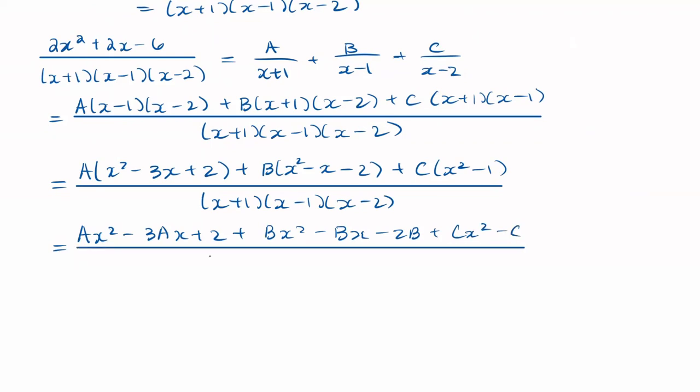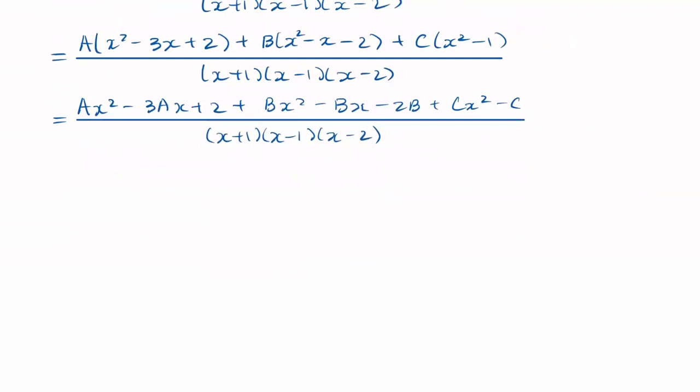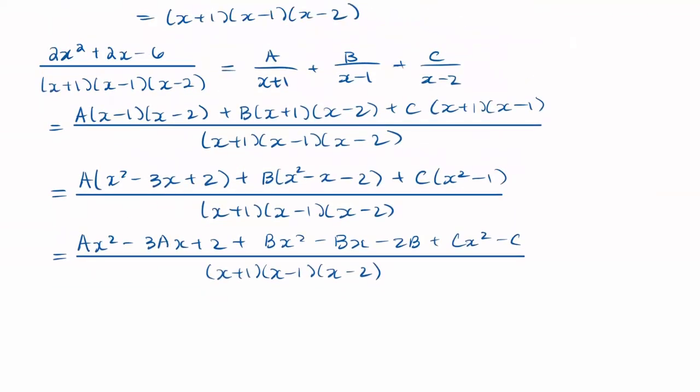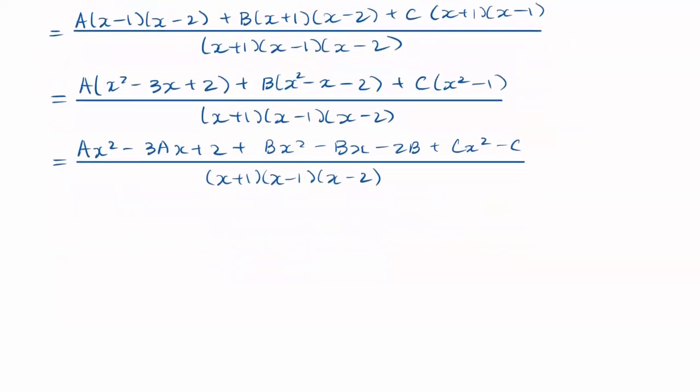And all that is divided by x plus 1, x minus 1, x minus 2. Now what I'm going to do is I want to make sure that I could write in terms of this expression here. So notice that we have coefficients 2, 2, and negative 6. Well, I could also do the same with the terms that I have here. So I could group the coefficients.